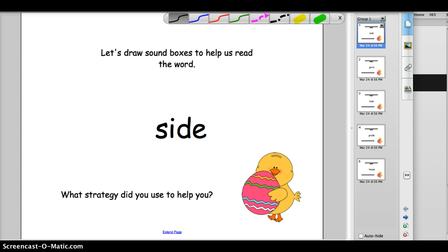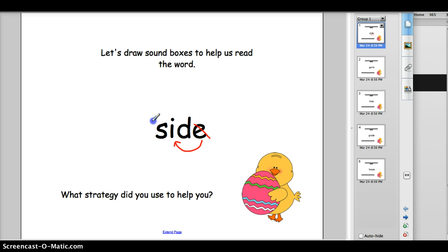So I'm going to grab a marker and I'm going to start doing my sound boxes. So what I notice right away is that there is an E at the end, and then there is a consonant, and then the letter I, which is a vowel. So right off the bat, I'm going to cross out that E because it doesn't make a sound. What it does is it pushes that I to make its own name.